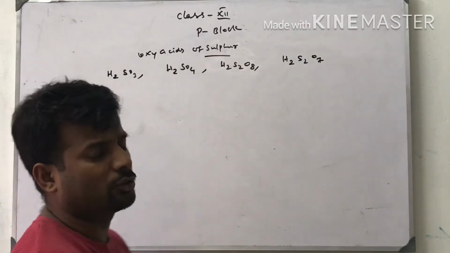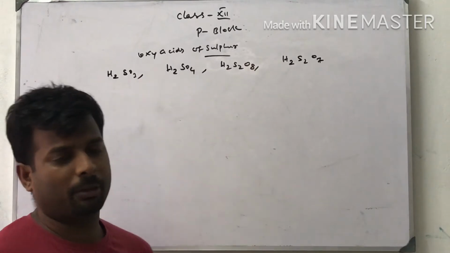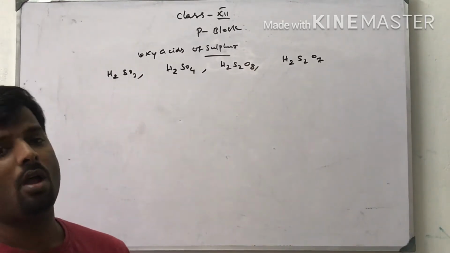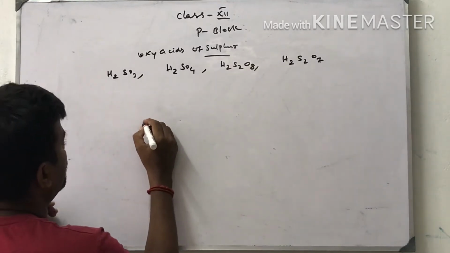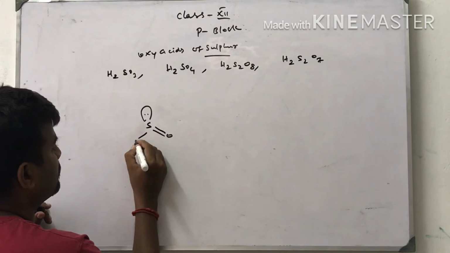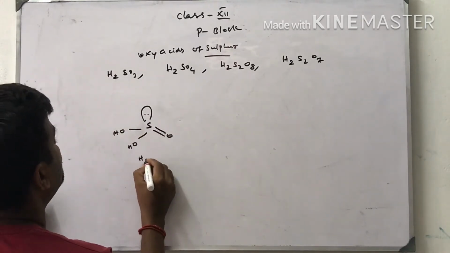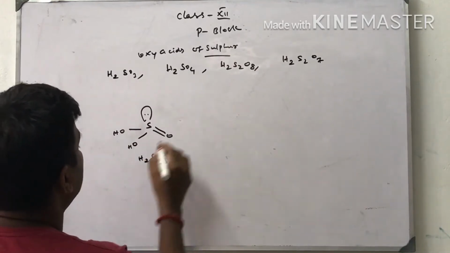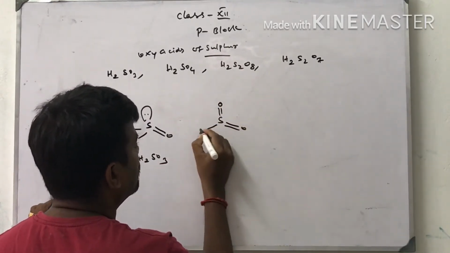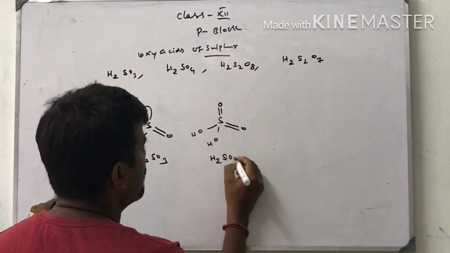Oxyacids formation is due to the vacant d orbital present in the sulfur. That empty orbital accepts electrons from the surrounding atoms and they form new compounds. So H2SO3. This is the structure of H2SO3, correct? Next one is H2SO4. This is H2SO4.